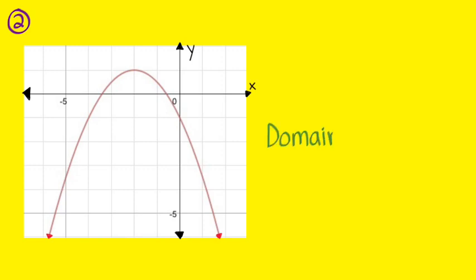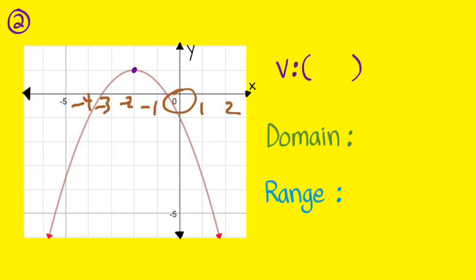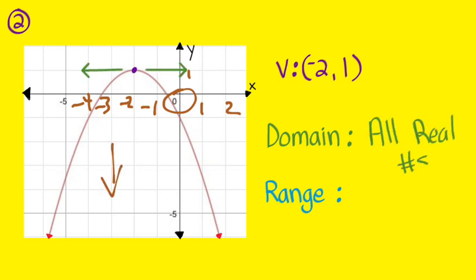Let's try this one. Okay, let's see how you did. So first we find a vertex of -2, 1. And we know that it will always have all real numbers when it comes to the domain, right? But the range is what's limited. And on this one, it has a maximum of 1. So y can be 1 or less than 1.